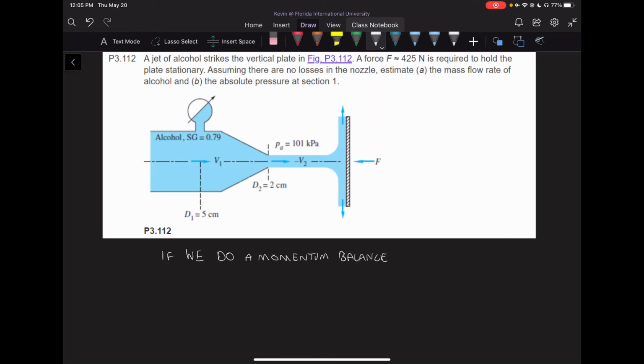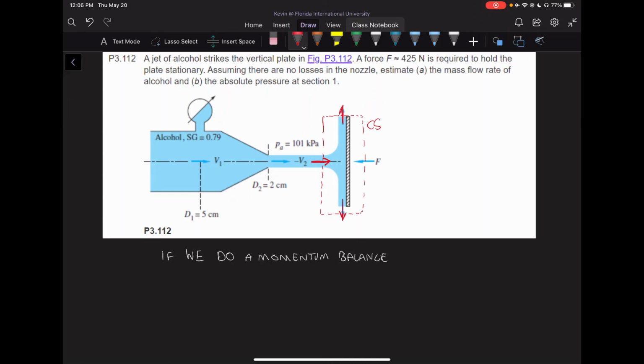Now we can change our control surface, our control volume, to a different one. We're going to move it to here, because that's where the force is being applied. We know this is our velocity 2 coming in, and now we have a velocity going down and a velocity going up.